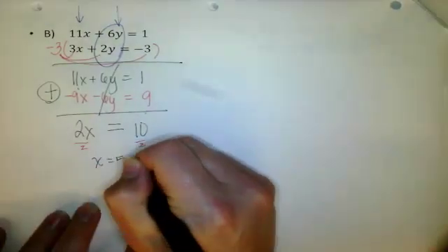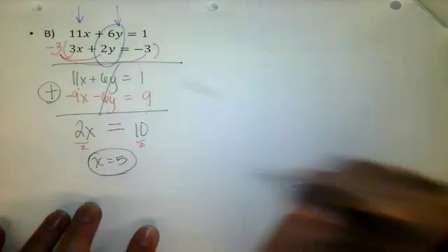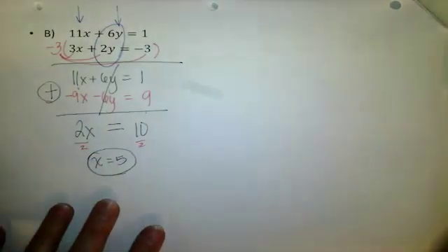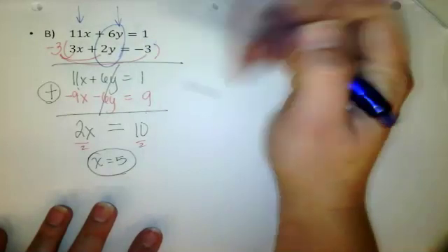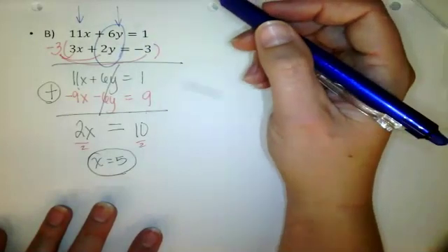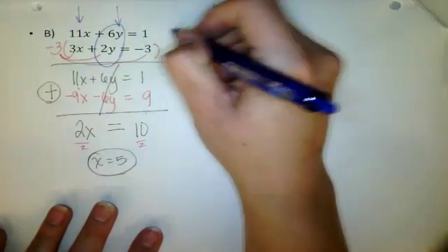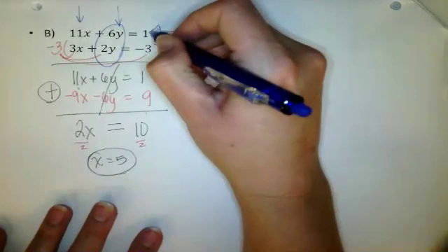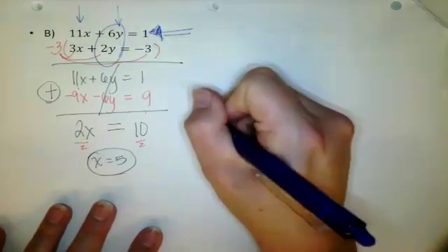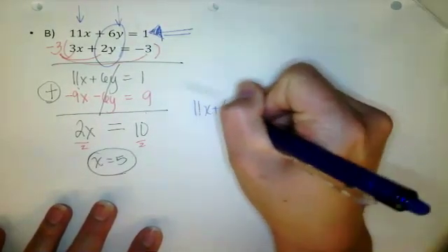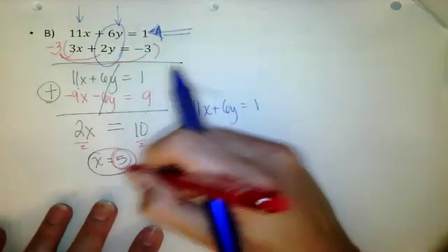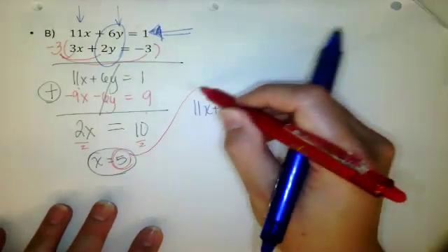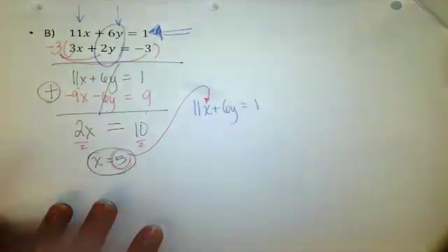That's nice. Am I done? No, of course not. What do we want to do? Plug it back in to the top or bottom equation? The top one? All right, I'm hearing lots of top. Does it matter which one you use? Doesn't matter at all. 11x plus 6y equals 1. And what am I going to do with the 5? Put it in for the x. Very good. I like what I'm hearing.